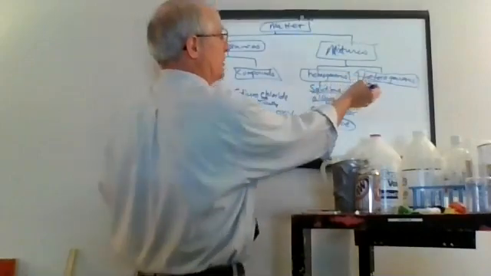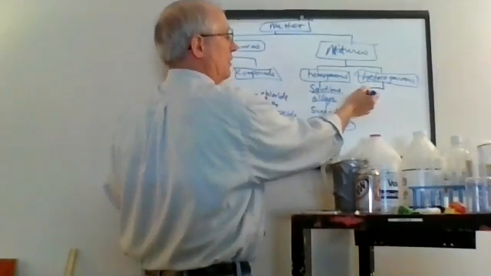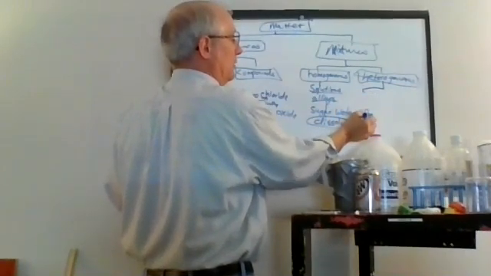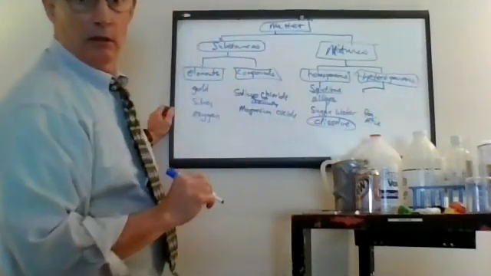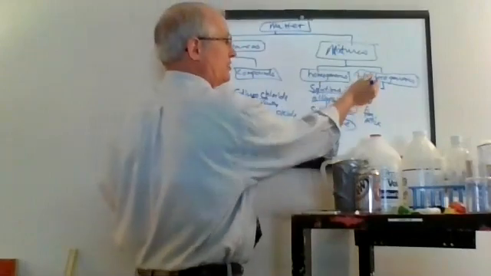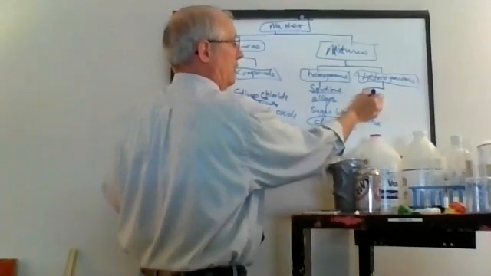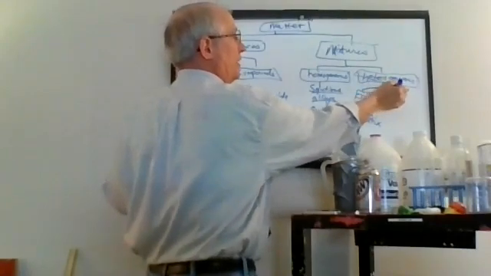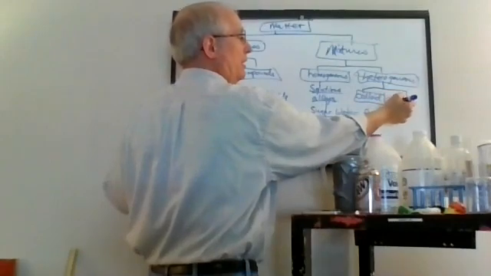Now, heterogeneous mixtures are things like fog, milk. Now fog and milk are a special category of heterogeneous mixture called colloid. And there's another category of heterogeneous mixtures called a suspension.